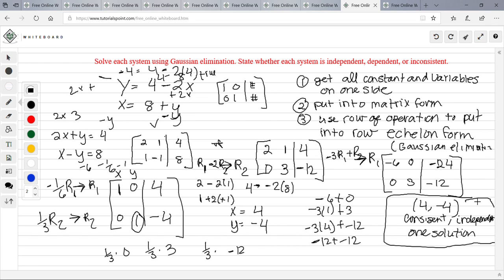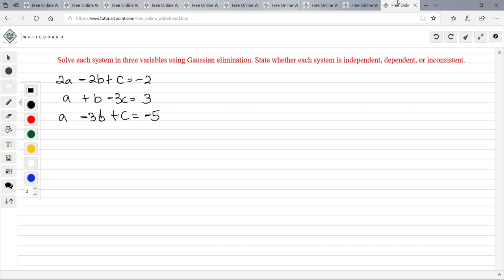So this was solving Gaussian elimination with a 2 by 3. First we had to get constants on one side and variables on one side, and then we put it in matrix form, and then we had to use row operations to make it look like this. Now the other one, I think, is going to be a 3 by 4.